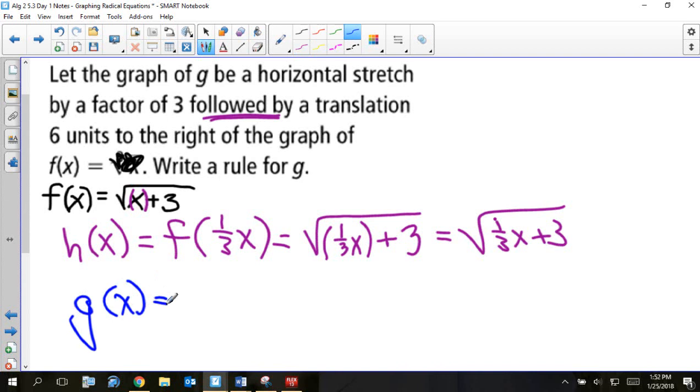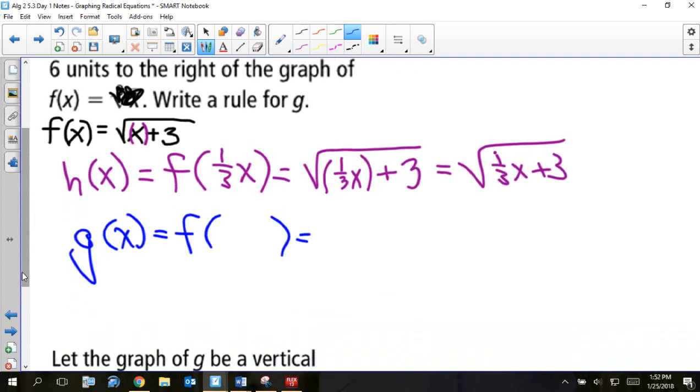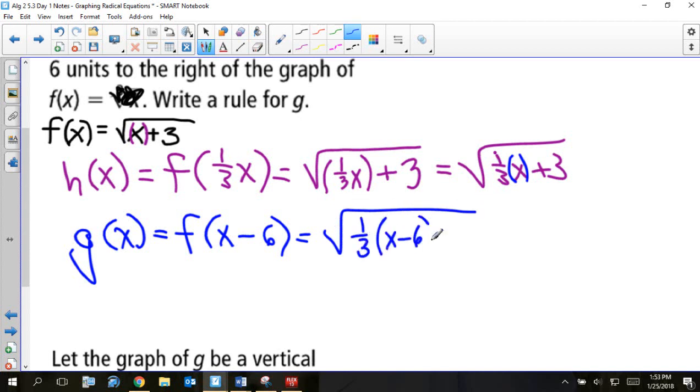It says that g of x, the second part, is 6 units to the right. Translation, 6 units to the right. So that is horizontal. That's going to go inside of the parentheses. 6 units to the right. What am I going to write inside there? X minus 6. So in my previous equation, wherever I see an x, I put a parenthesis around it. Can you see where I'm putting that parenthesis? That's where I put my parenthesis x minus 6. So I have square root, 1/3, parenthesis, x minus 6, close parenthesis, plus 3. So the same thing right here, it's just x is now x minus 6.